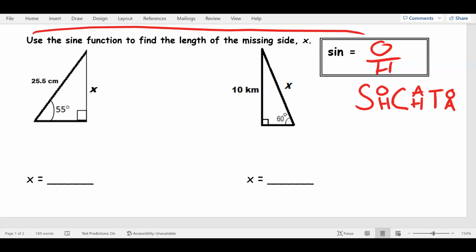Y'all aren't here, you've got to grab your own stuff. Everyone has this sheet, right? If you don't, please grab it. Please, please, please.